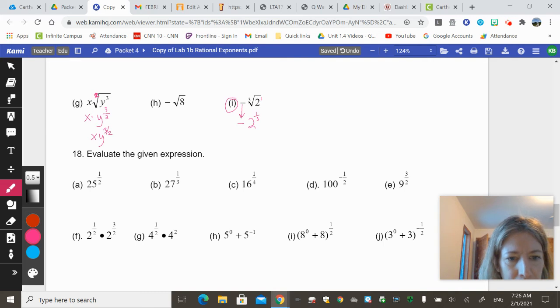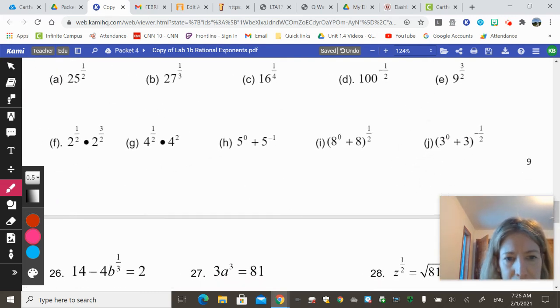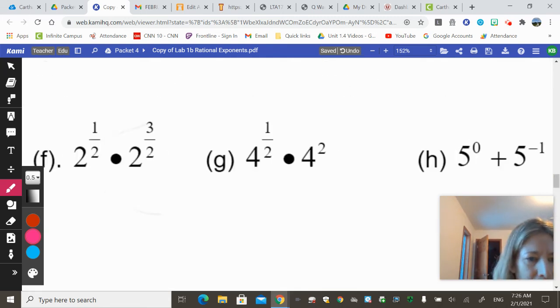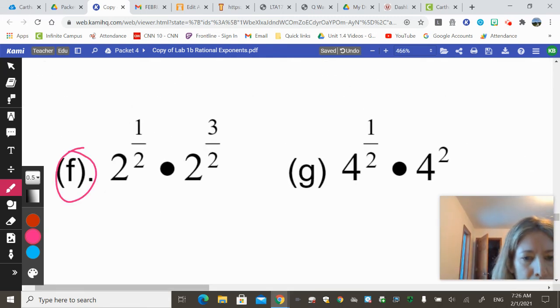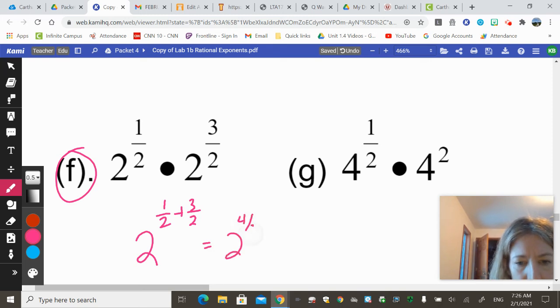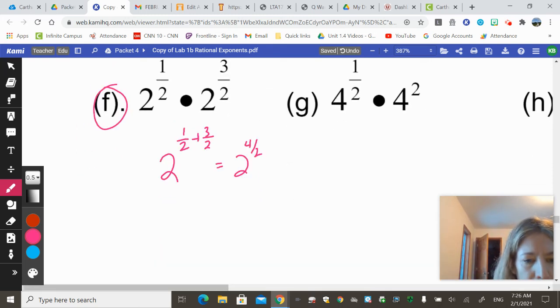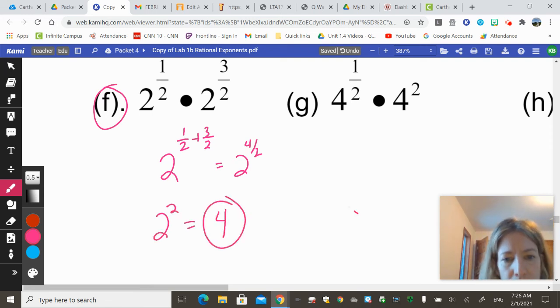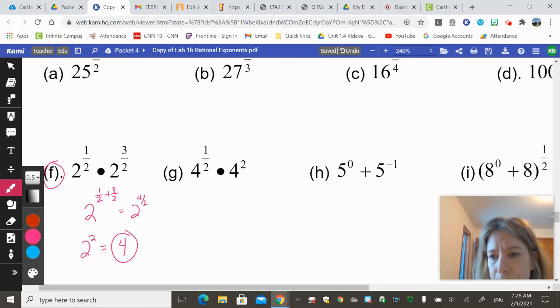All right, number 18, evaluate the given expression. I'll just do a couple of these with you. F, okay. Remember, when I'm multiplying, I keep the base. So the base is going to stay 2, and I add the exponents. So 1/2 plus 3/2 is 4/2, and 4 halves is the same as 2. So this is the same as 2 squared, which just reduces to 4. Okay, so you might have to do a few steps there to get to the final answer.